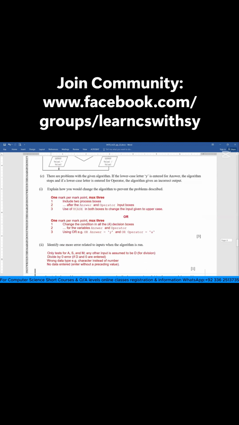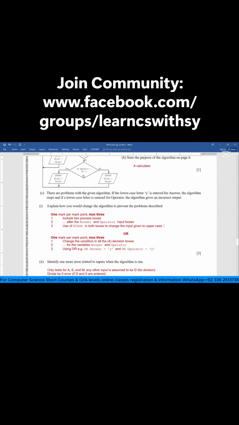Now, identify one more error related to inputs when the algorithm is run. If you have observed, we have talked about it. In all cases where the operator is not A or S or M, it is definitely going here. Maybe a person entered a wrong letter. His hand touched the wrong key, so it was not A, S, or M. In that case, you can see the 4 options at the top are wrong. So it is in all cases going to the division process. That is actually a problem. So it is only testing A.